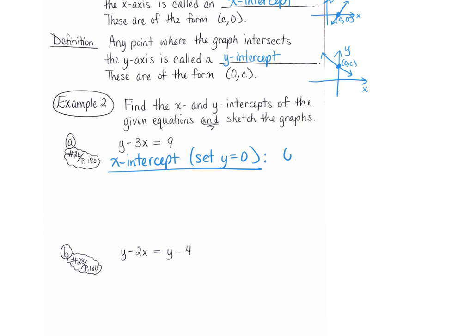So we'll have 0 minus 3x equals 9. That gives us negative 3x equals 9, or x equals what? Divide both sides by what? Negative 3 to get 9 over negative 3, which is negative 3. Very good. So the point for your x-intercept is negative 3 comma 0. Very good.